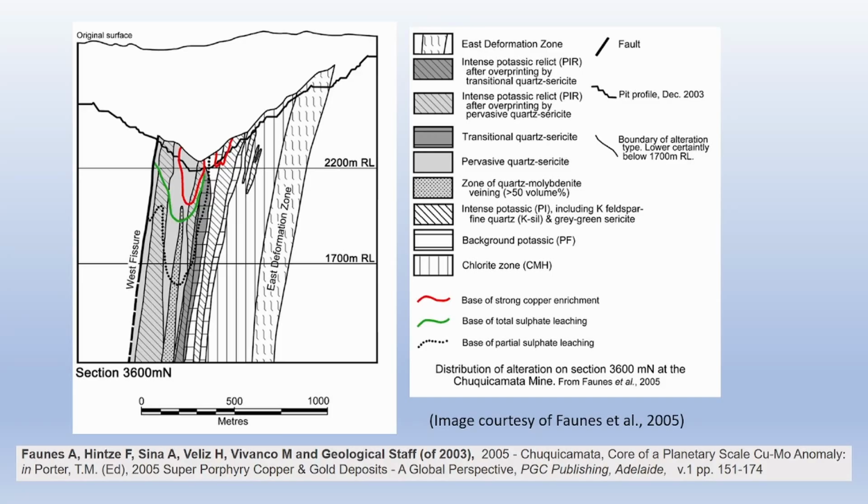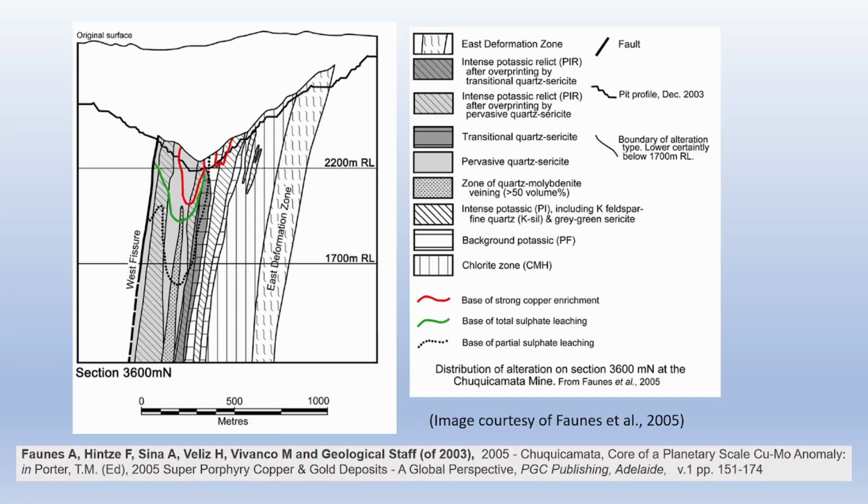A key point here is the quartz molybdenite vein zone, which includes more than 50% of the veining in some places. This zone marks the core of the molybdenite mineralization, and it's coincident with high permeability and sustained fluid flow.